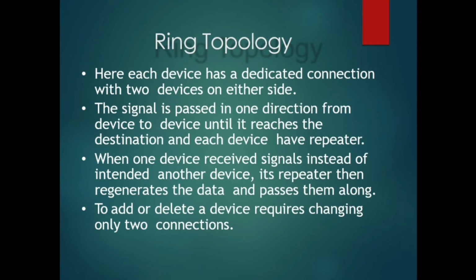The signal is passed in one direction from device to device until it reaches the destination, and each device has a repeater. Basically, you have to install a repeater in every device so that every device can connect together until the final host device, which is meant to take the information. When one device receives the signal, its repeater regenerates the data and passes it along the whole ring.